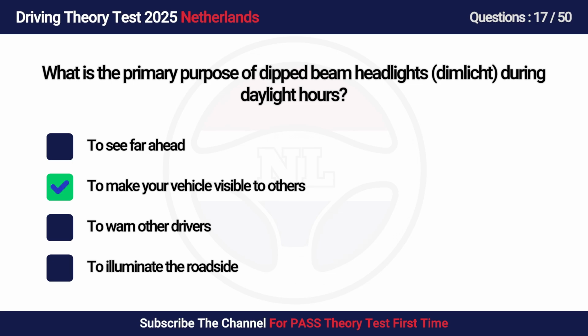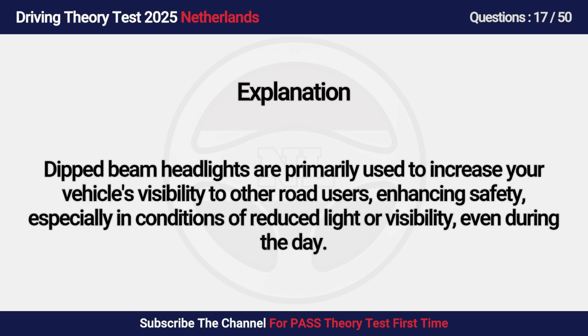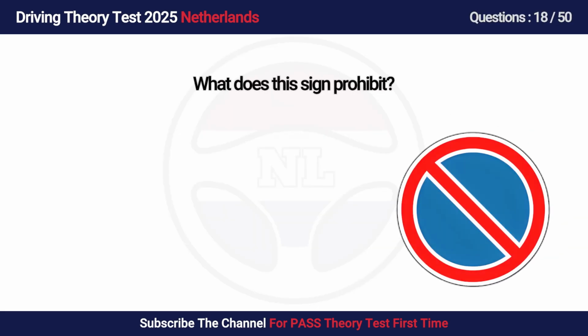Answer is B. To make your vehicle visible to others. Dipped beam headlights are primarily used to increase your vehicle's visibility to other road users, enhancing safety, especially in conditions of poor light or visibility, even during the day. Question 18. What does this sign prohibit?